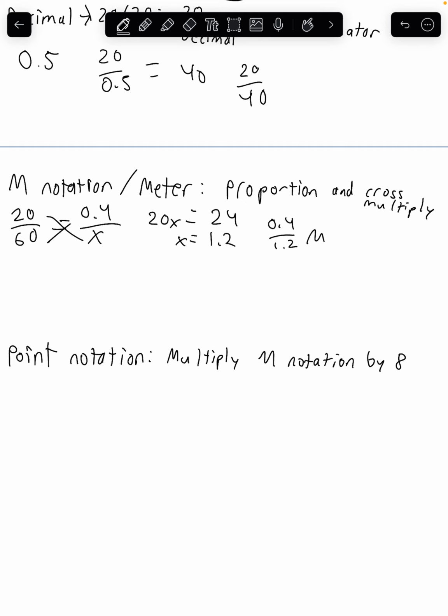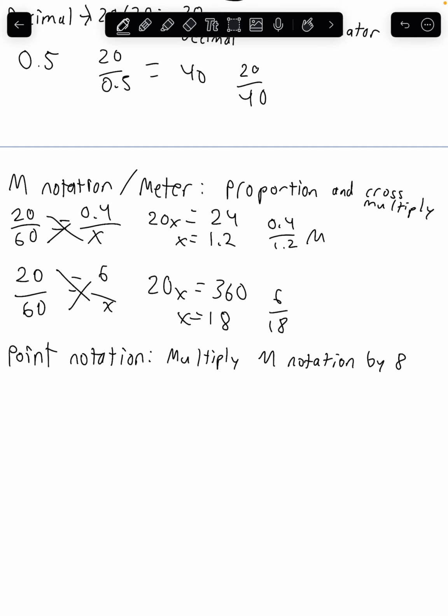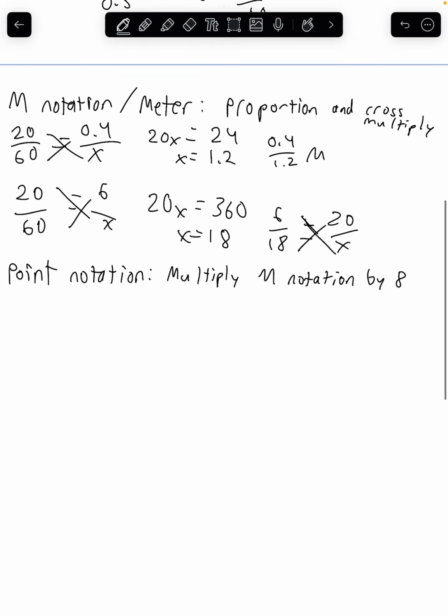And same thing for meter notation. So 20 over 60 equals 6 over x, and we cross multiply. So 20x equals 360, and so x equals 18. So we have 6 over 18. And you could go from one of these notations back to 20/20 notation by doing the same thing. So I could do 6 over 18 equals 20 over x, and you cross multiply, and then you'd end up with 20/60.